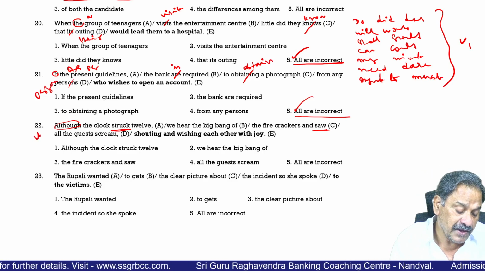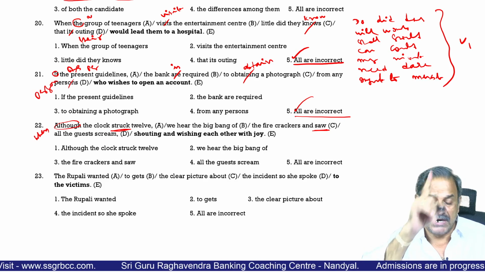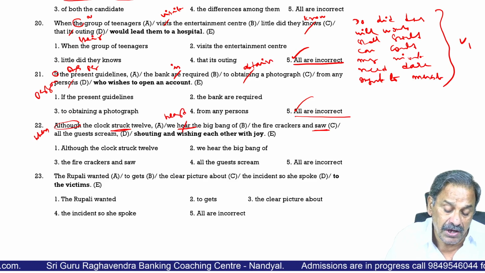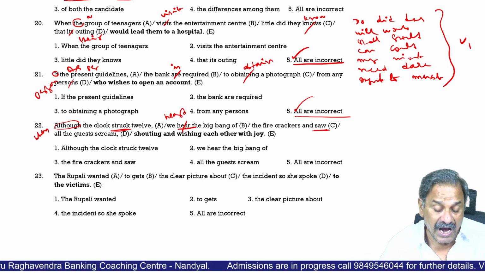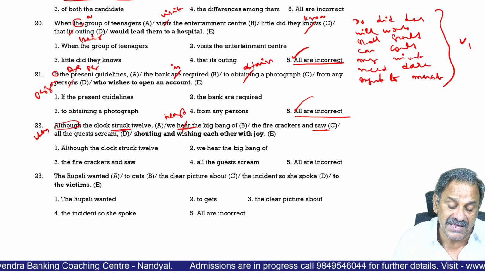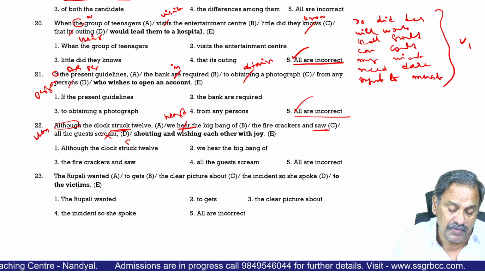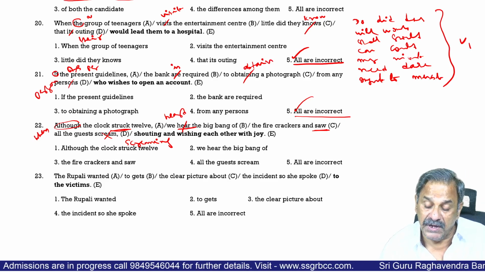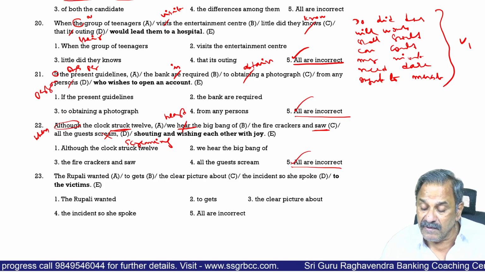When the clock struck 12, we heard, related to the past, heard, we heard the big bang of the firecrackers and saw all the guests shouting, wishing, means parallel usage. Its scream must be screaming. So error is in the first part, error is in B part, error is in C part, error is in D part. So all are incorrect.